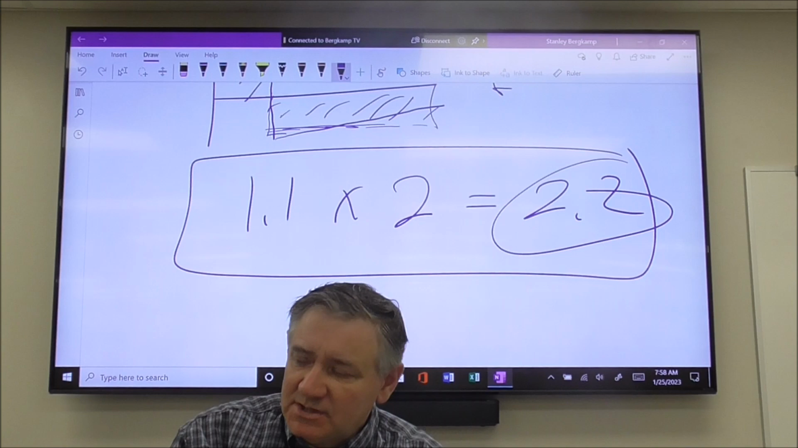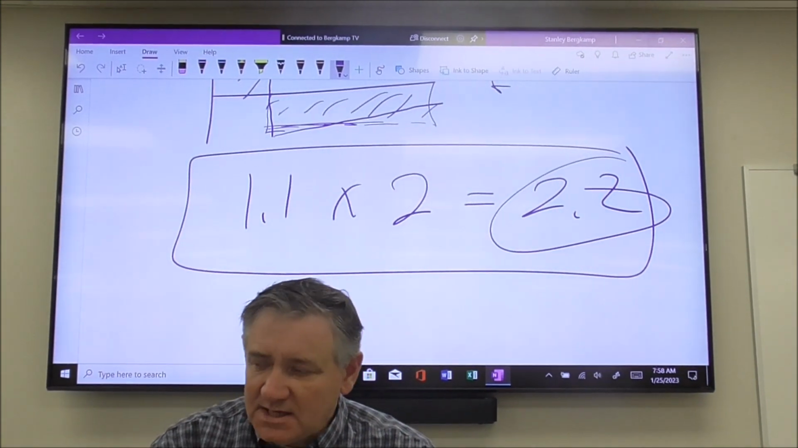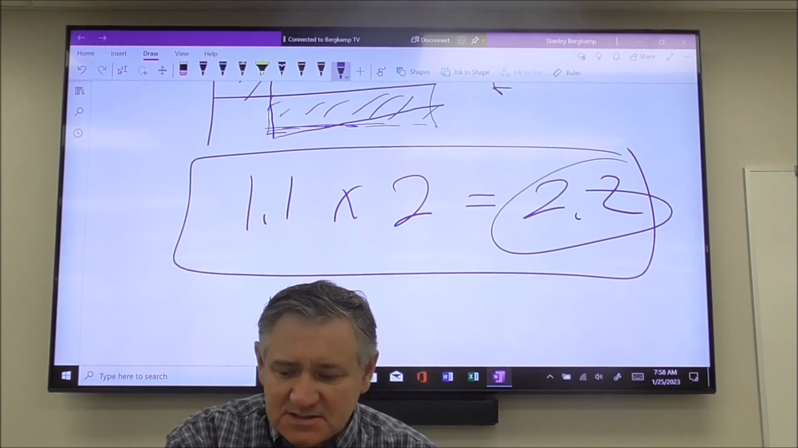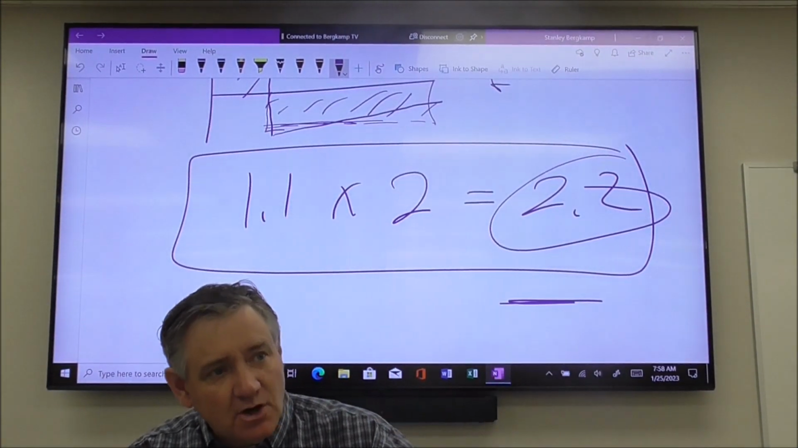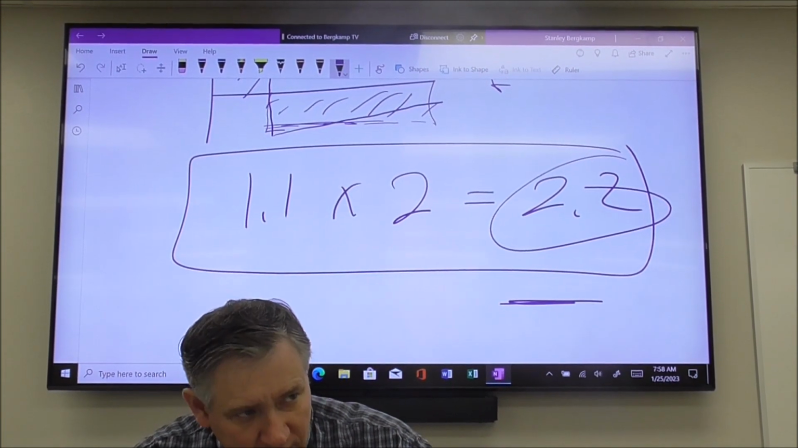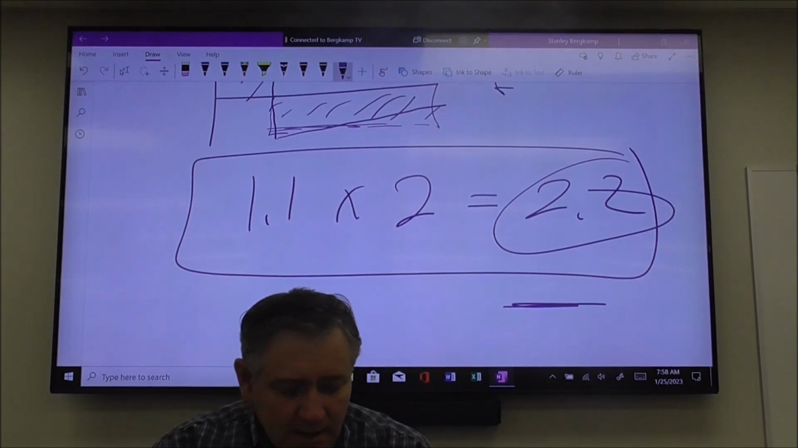You have to show the work. This is about conveying information. This is not about getting an answer that goes on the right. Show your work. Show the units that go with it.